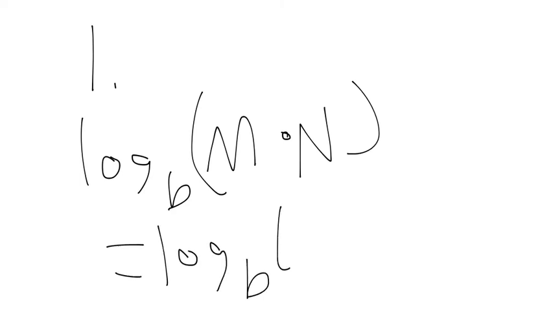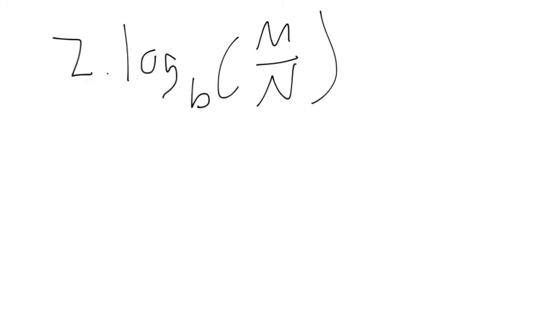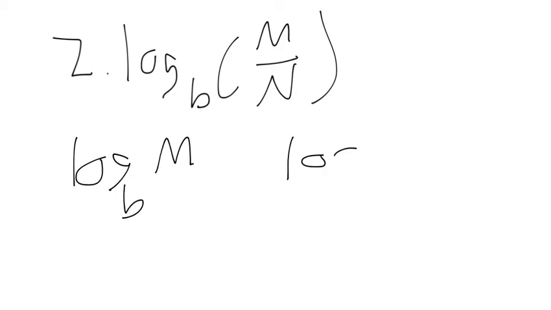Alright. Number 1, if you have 2 logarithms, if you have an input of 2 things being multiplied inside the logarithm, you can split them into separate logarithms and add them. Now the second property is that when you're dividing 2 things inside a logarithm, you can split them into separate logarithms and then subtract.